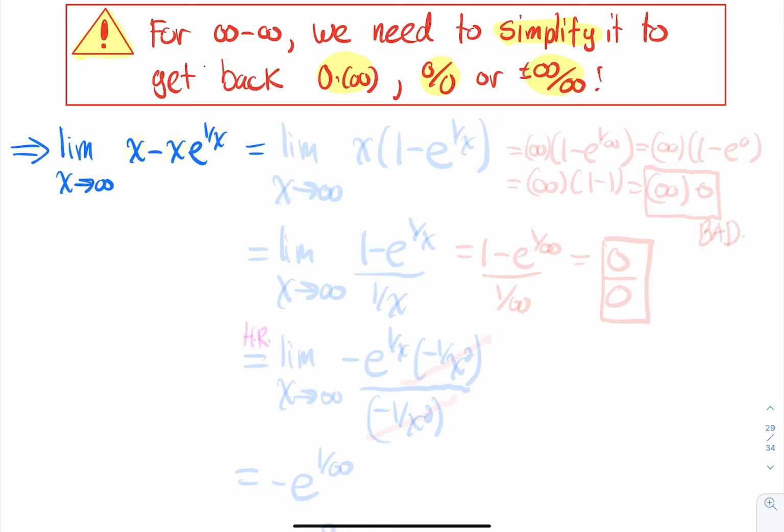So if you have x minus x times e to the power 1 over x, we have two terms, algebraically speaking, and these two terms have something in common. They have an x in common.